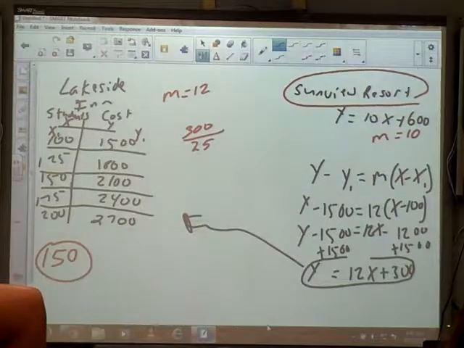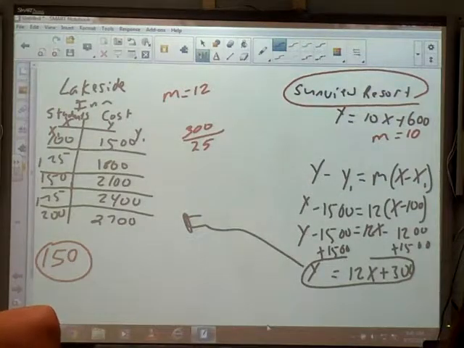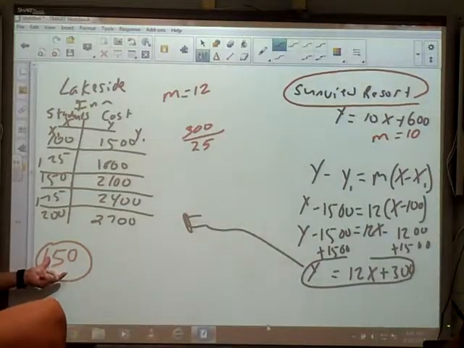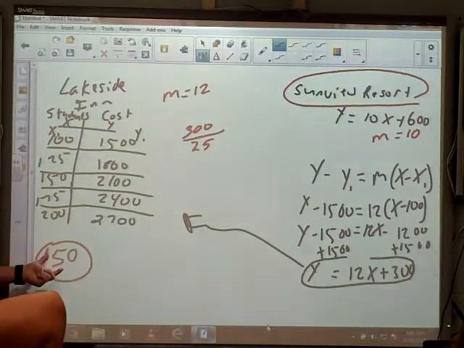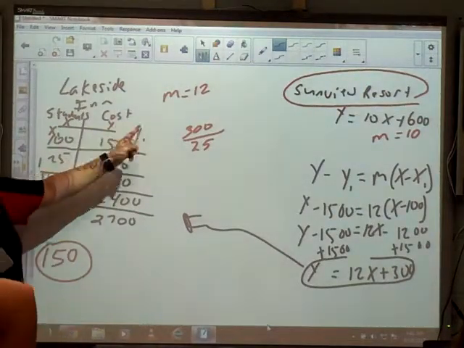We still haven't found the answer that Dalton had 20 minutes ago yet. The answer that Dalton told me, how many people it takes to make the prices be the same, is 150. So I'm looking for the prices to be the same. And y is my prices, y is my cost.